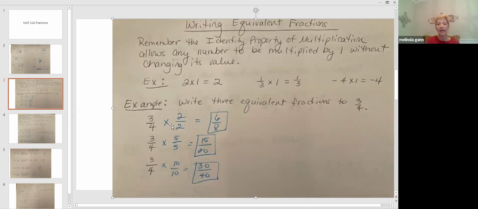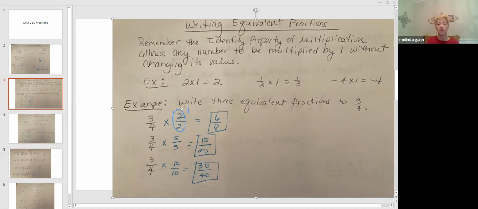I can multiply by any form of 1 that I want to. I just decided to choose 2 divided by 2. Well, 3 times 2 is 6, and 4 times 2 is 8. So I know that 3/4 has the same value as 6/8 because all I really did was multiply 3/4 by 1. Okay? So does everybody understand that this 2/2 is the same thing as 1? And by this identity property of multiplication, I know that 3/4 times 1 has to be 3/4.